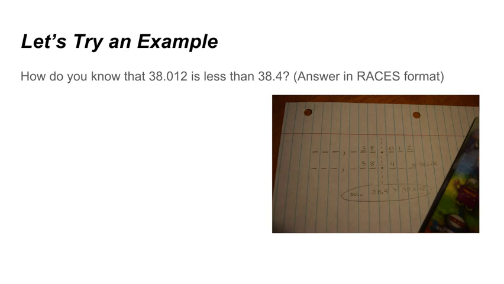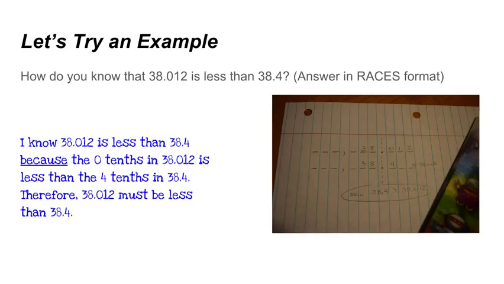How do I know that 38 and 12 thousandths is less than 38 and 4 tenths? I know 38 and 12 thousandths is less than 38 and 4 tenths because the 0 in the 0 tenths in 38 and 12 thousandths is less than the 4 tenths in 38 and 4 tenths. Therefore, 38 and 12 thousandths must be less than 38 and 4 tenths. Copy that into your notes so you have an example of how to explain how you know your answer is correct. And that should finish your notes for now.